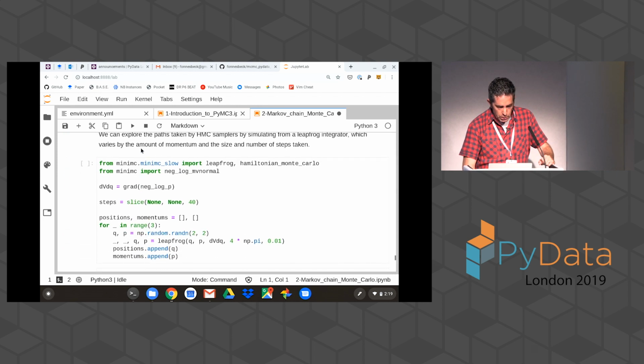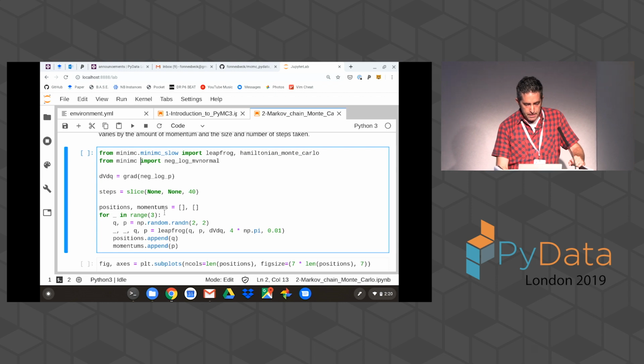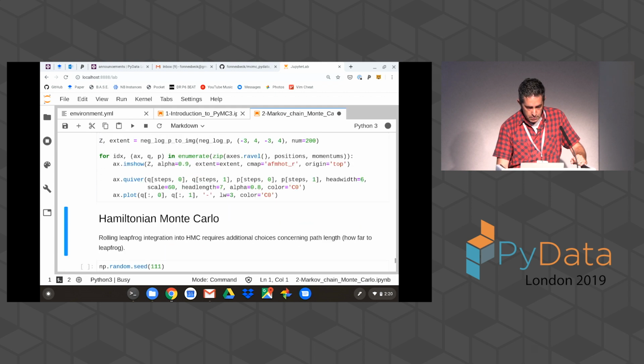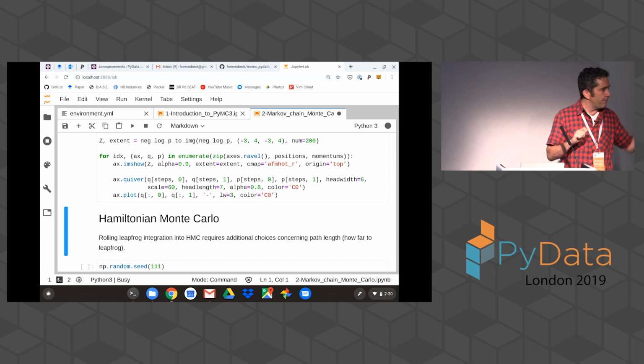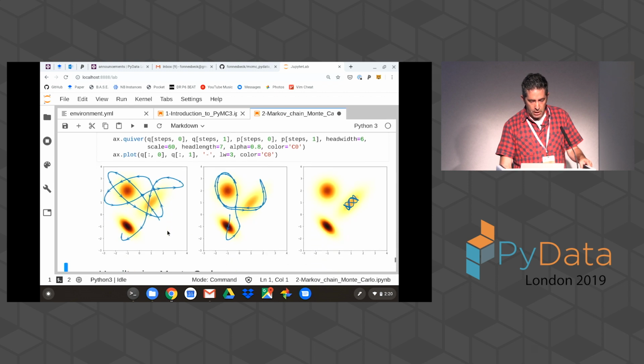Okay, and so our leapfrog integration is encoded here in this leapfrog function inside of MiniMC, and all it needs are step sizes and a momentum. And so we're going to do a bunch of leapfrog steps. So we're not doing Hamiltonian Monte Carlo yet. This is just to show you what leapfrog integration looks like, and we'll do 3 different examples. Colin has a really nice blog post that I've listed at the bottom that goes into this stuff.